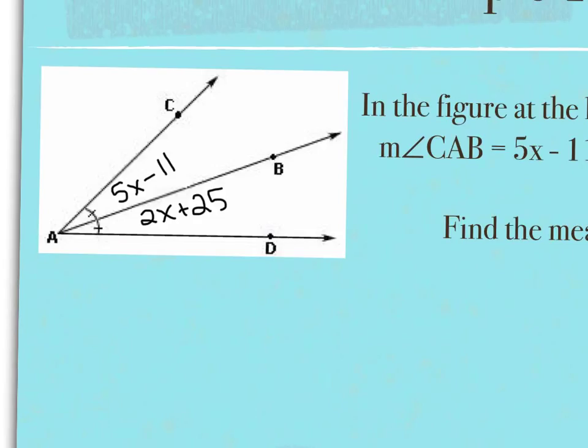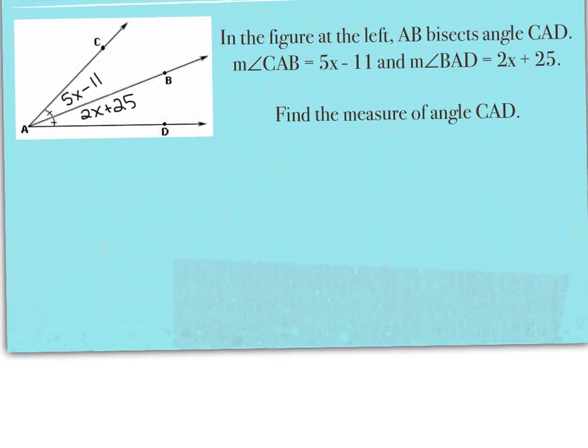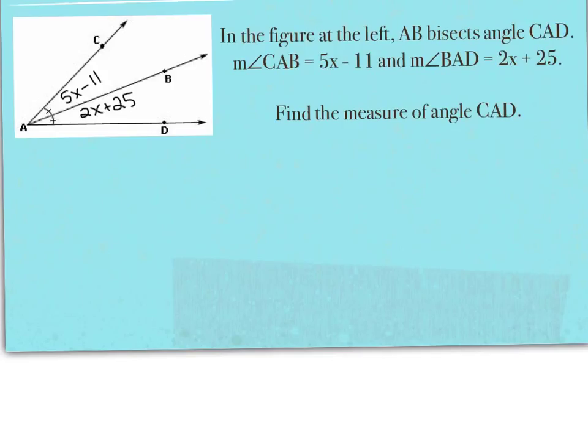Carly? Like 5x minus 11 equals 2x plus 25. Right, these two must be equal to each other, right? So what I'm going to do is I'm going to set up a problem. Let me give myself some space here. And I'm going to say, I know that 5x minus 11 has to equal 2x plus 25. What do I do to solve that from here?